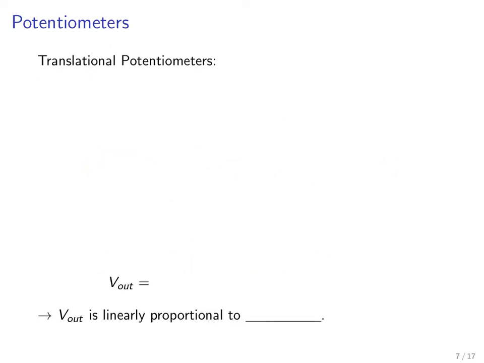So let's look a little bit more closely at translational potentiometers. So let's draw one here. So there's the full resistor, and then we tap it out somewhere along its length. And so this is plus and minus of V out. Let's reference the distance of the wiper from the bottom. We'll call that x, the displacement, and we'll call the total length of it L.